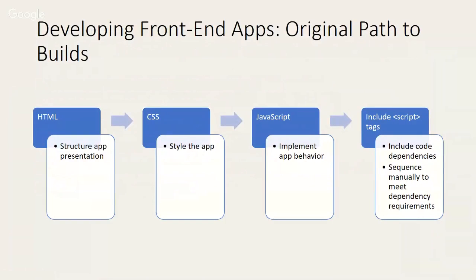Okay, so next I want to talk briefly about the new way we're developing front end apps. So when we look at maybe 10 years ago or so, the original path to creating a front-end app was just to write some HTML to provide the structure, to adjust the appearance using CSS, and to add behavior using JavaScript. And then, of course, we as developers were responsible for ensuring we sequenced the inclusion of those scripts properly to make sure that dependencies were met.